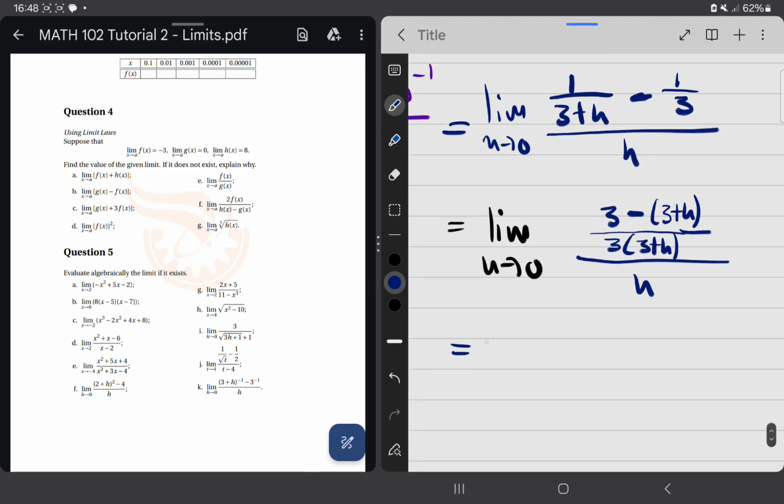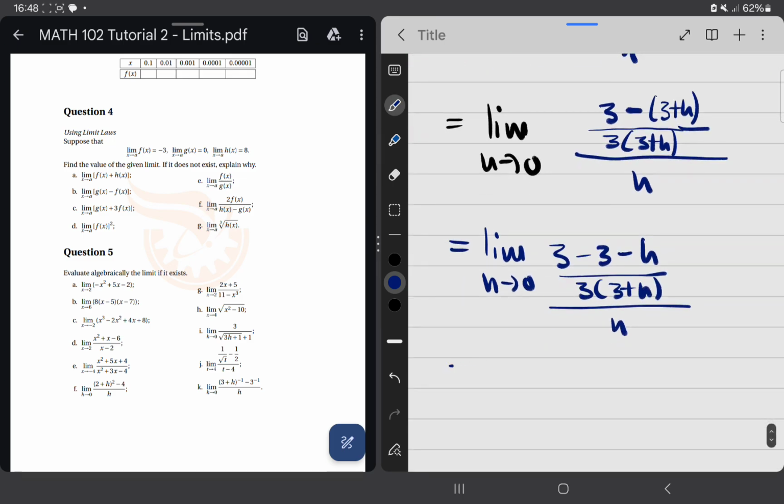So I still can't substitute, so it's going to be the limit as h goes to 0 of, now what am I going to have here? It'll be 3 minus 3, then minus of plus h becomes minus h, all over 3 multiplying 3 plus h, and it's all over h. The limit as h goes to 0 of 3 minus 3 is just 0. So it's minus h over 3 multiplying 3 plus h, all over h.